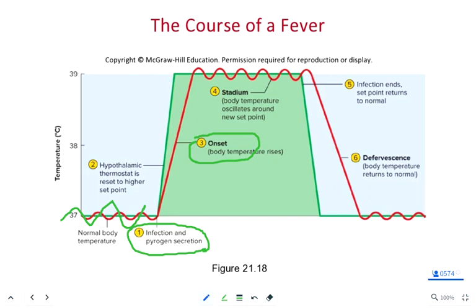During this stadium phase, or the steady state phase, our homeostatic balance, or the dynamic equilibrium, is set to a higher temperature. And then once our infection has ended, our pyrogens are no longer being sent to the hypothalamus, and there's a little bit of lag time. It takes a little bit of time for the hypothalamus to respond to the lack of pyrogens and reset the thermostat to the baseline. And that gives us the last phase, the defervescence, when we have our body temperature returning back to normal.